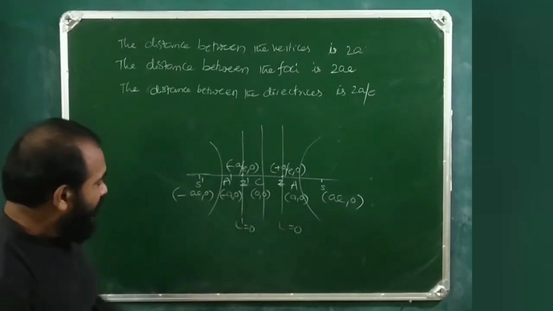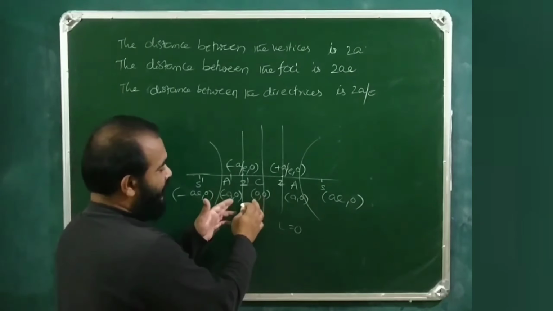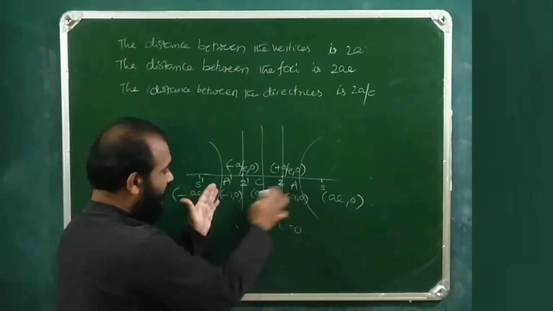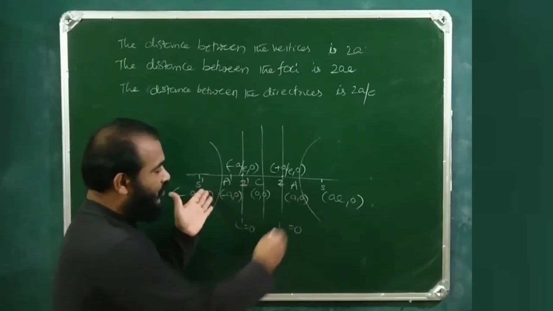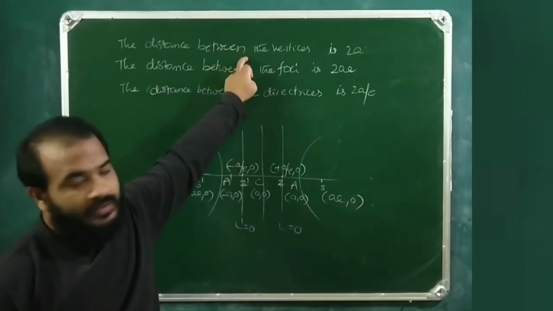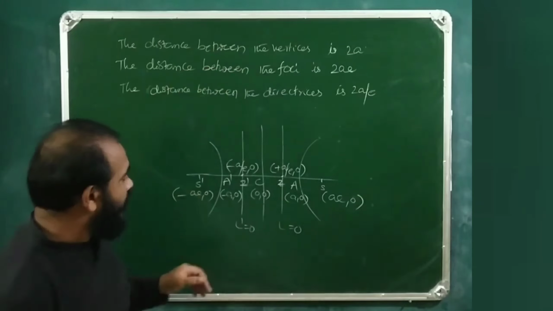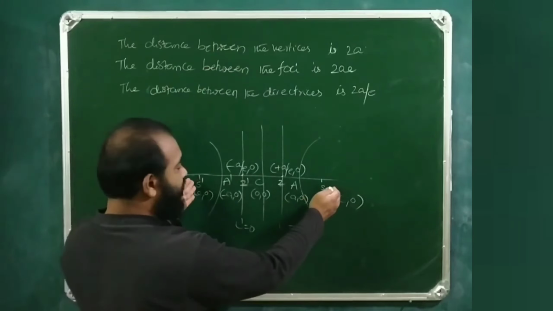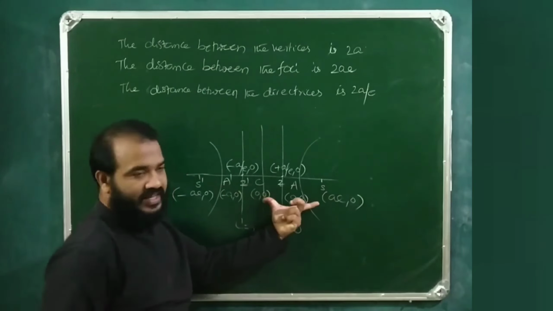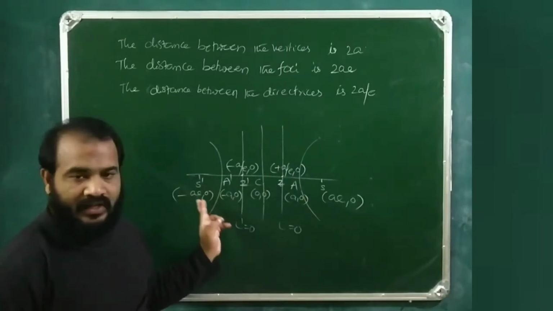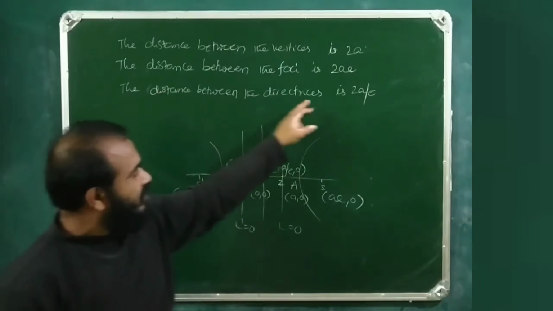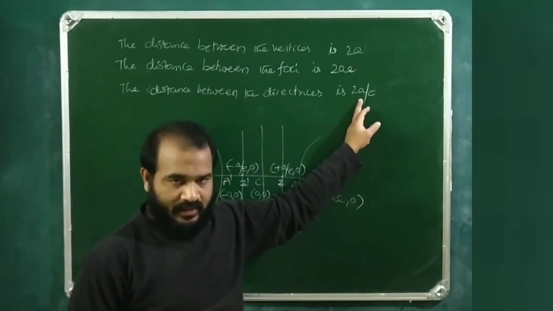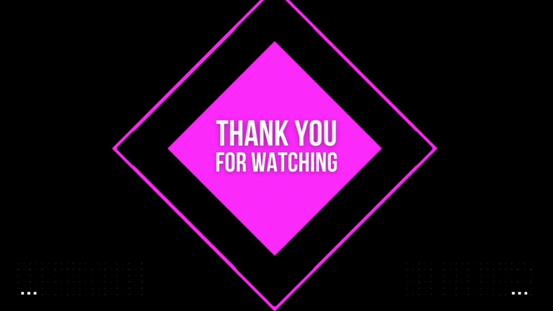Then the distance between A dash and A is, this is a and this is a, so this is 2a. And the distance between the foci, S S dash: CS is ae and CS dash is ae again, so 2ae. And the distance between the directrices is 2a by e.